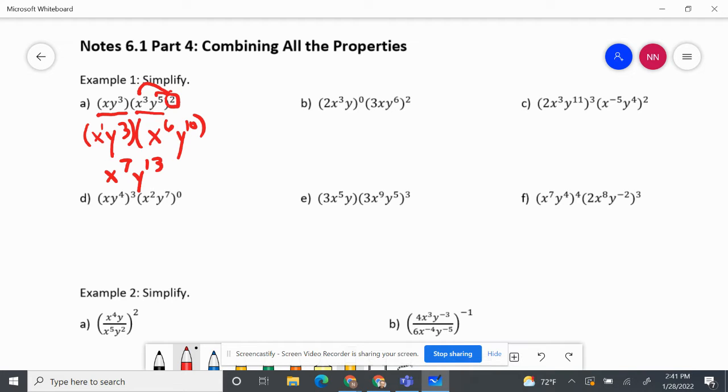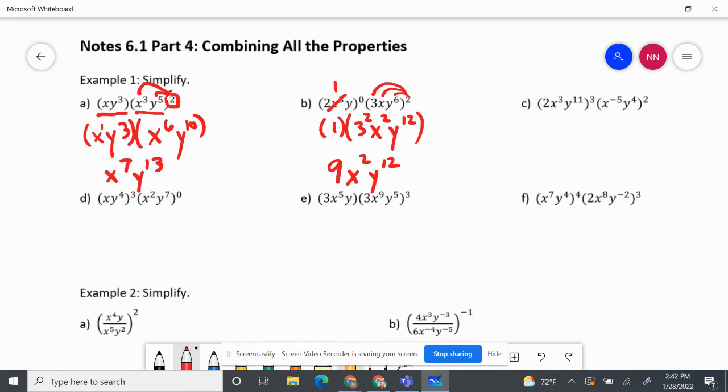For the second one, notice that the exponents, here we have a 0, which is 1. Here we have a squared, so we're going to distribute that to each part. And that gives us 1 times 3 squared, x squared, y to the 12th. 3 squared is 9. Then we have x squared and y to the 12th.